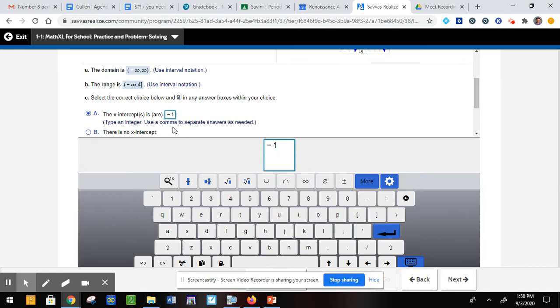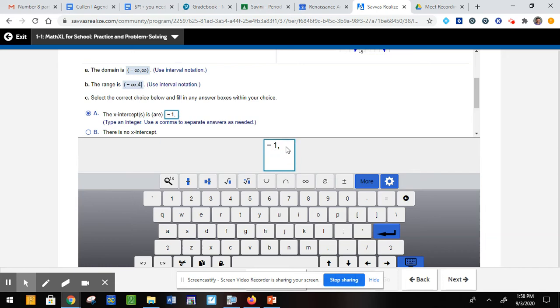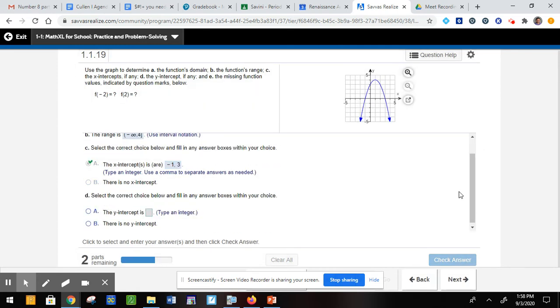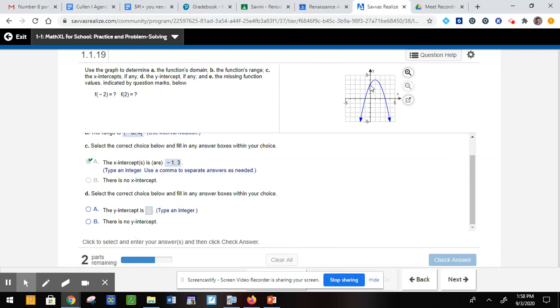Also see how it says use a comma to separate answers. Well, I have more than one answer, so I need to put a comma, and then my second answer will be where it's crossing the x-axis there, which is at 3. Okay, let's check our answer on that. Same thing for the y-intercepts. In this case, there's 1. The y-intercept is at 3. So I'm going to type that in.